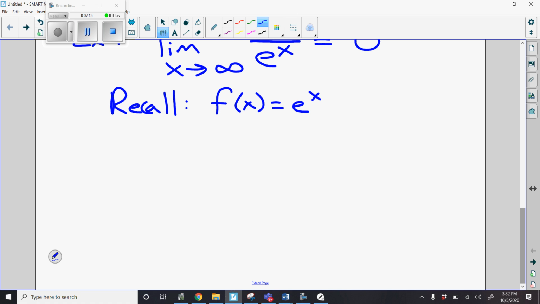E to the x is an exponential function. You can always plug in to get some points. So we can plug in 0. When I plug in 0 for x, e to the 0, any non-zero number to the 0 power gives us 1. So we know that it has a y-intercept of 1.